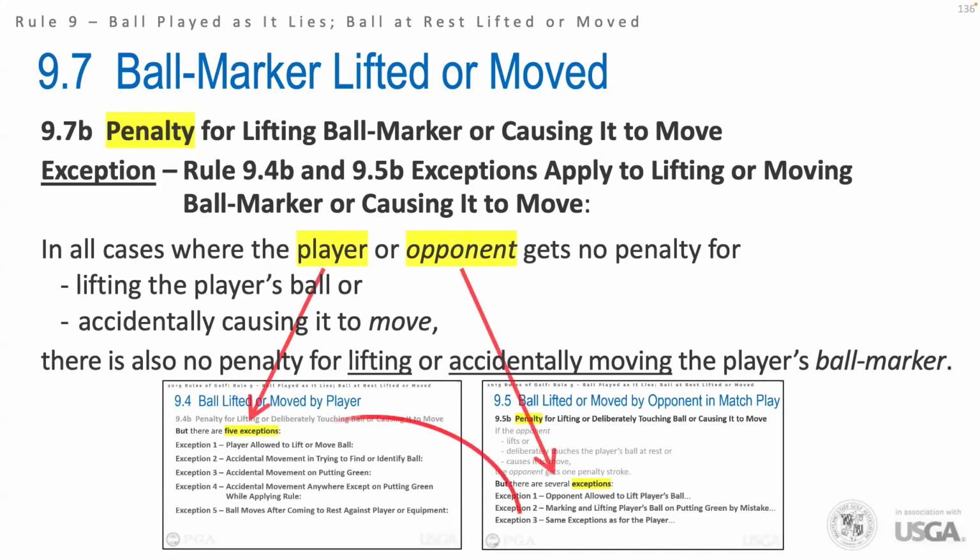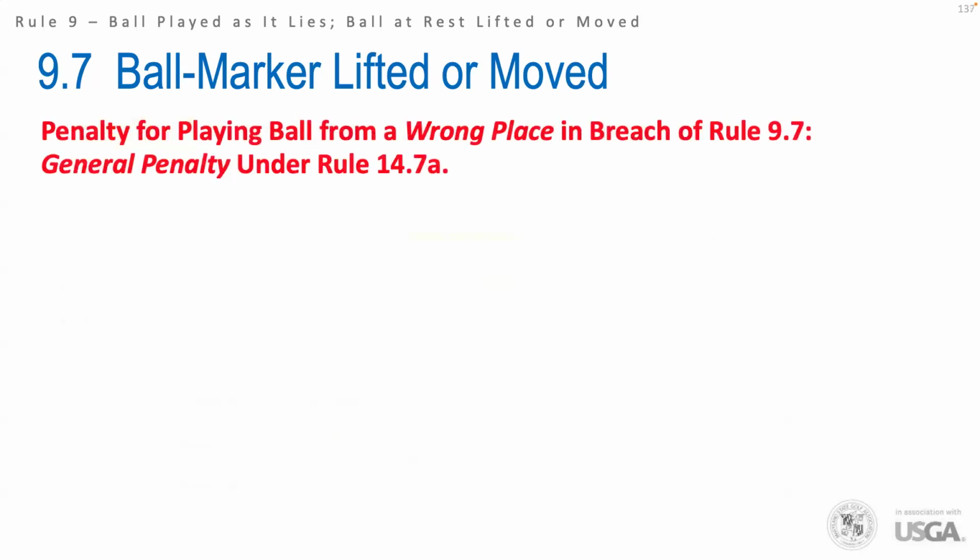This calls out our different exceptions. Again, we learn about the player exceptions. We learn about the opponent exceptions, which then also reference the player exceptions. So penalty for playing a ball from a wrong place in breach of Rule 9.7, we're going to get the general penalty. But again, this general penalty is falling under Rule 14.7.